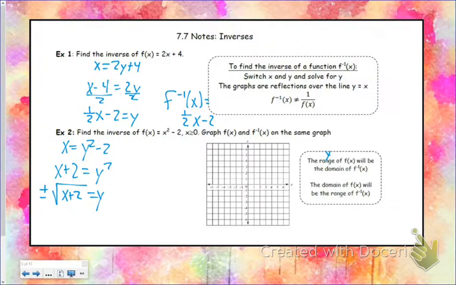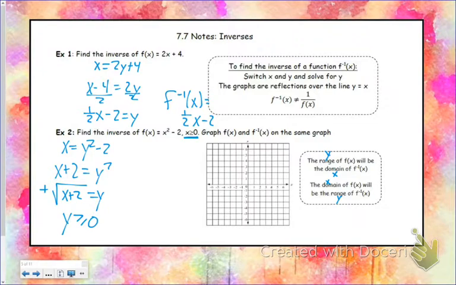Range is y's. They become the x's. Domain is x's. They become the y's. So if the domain was restricted on the original, then the y's have to be restricted on the inverse. If the y's are restricted, it's not going to be both the positive and negative square root. In this case, it is only the positive square root, because that's when y is greater than or equal to 0. To see this a little bit better, I'm going to draw this on a graph.